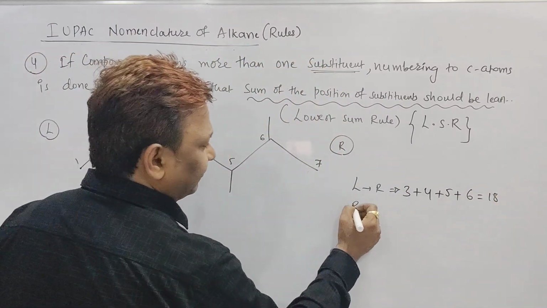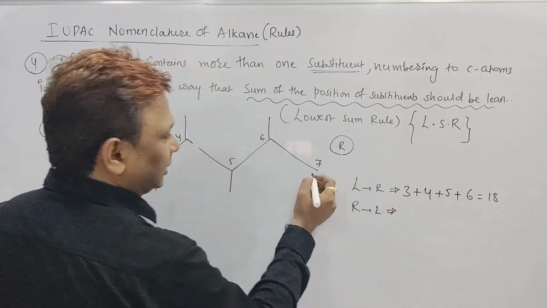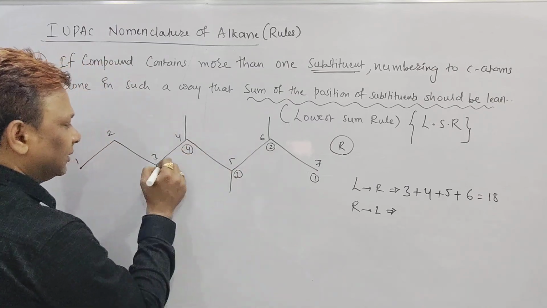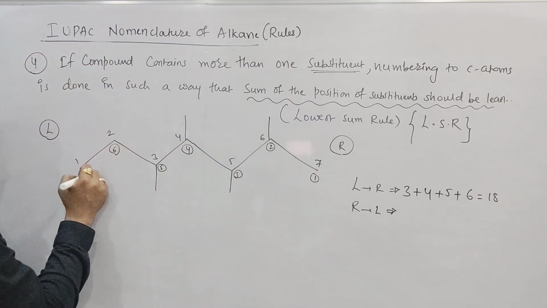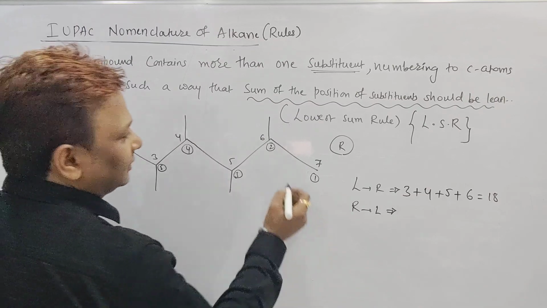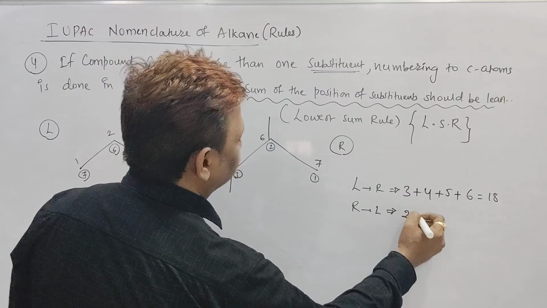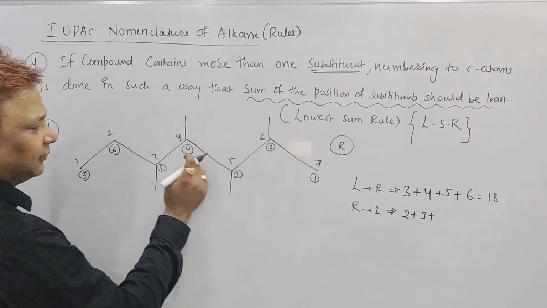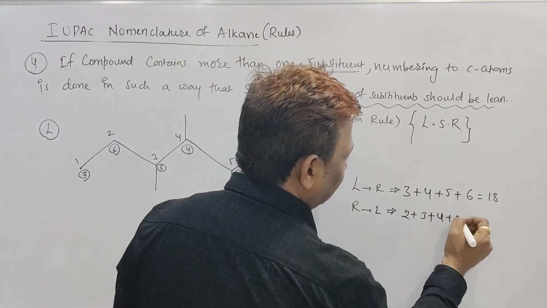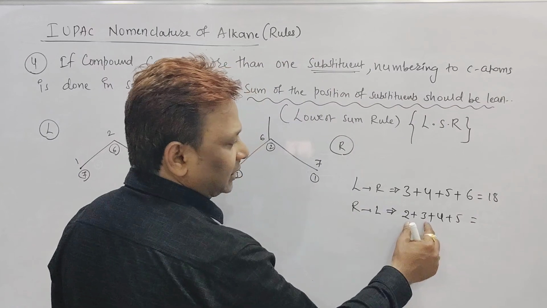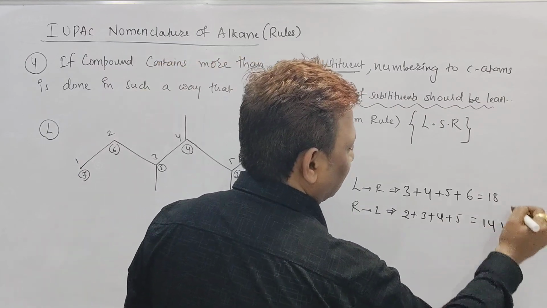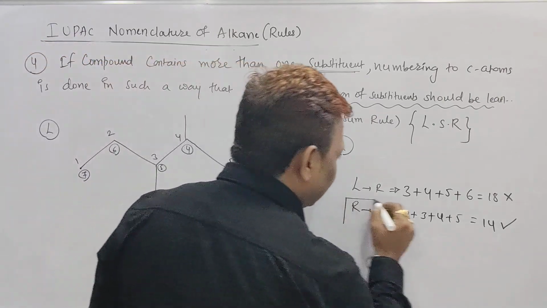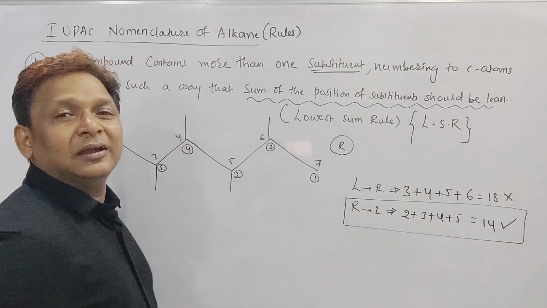Sir, I want to give the numbering from right to left now. Right to left means this is 1, then 2, 3, 4, 5, 6th position and 7th one. But see here, the substituent is coming on the second one, right? Then the third one, then the fourth one. 2, 3, 4 and 5. Sir, 5 plus 5, 10, plus 4, 14. Lowest sum rule: 14 and 18, so the lowest is 14, beta. That means my numbering from right to left is correct, but numbering from left to right is not correct.